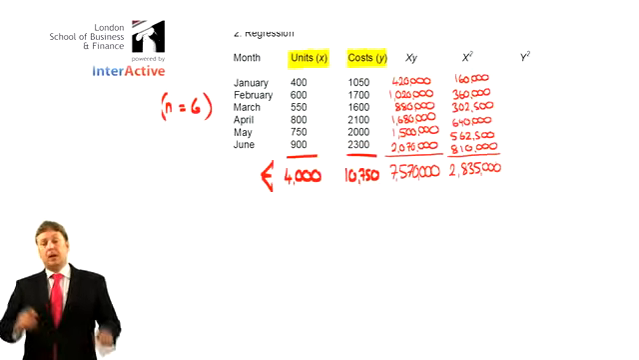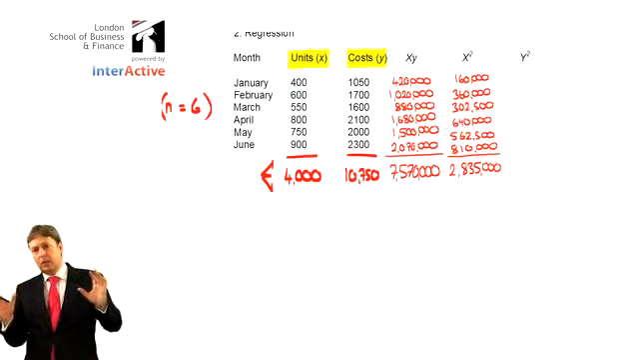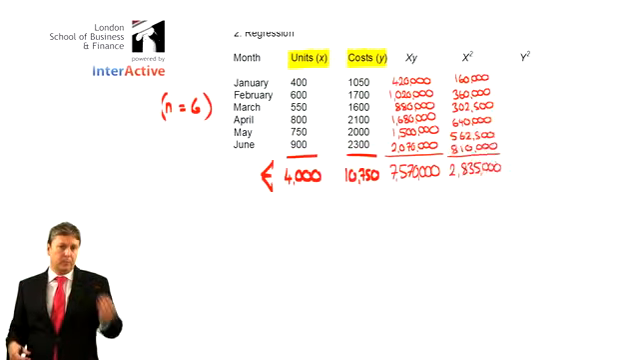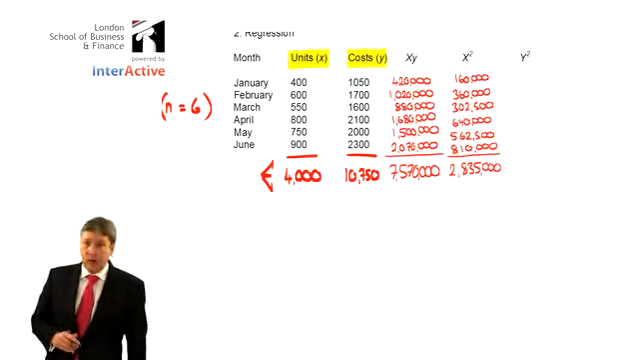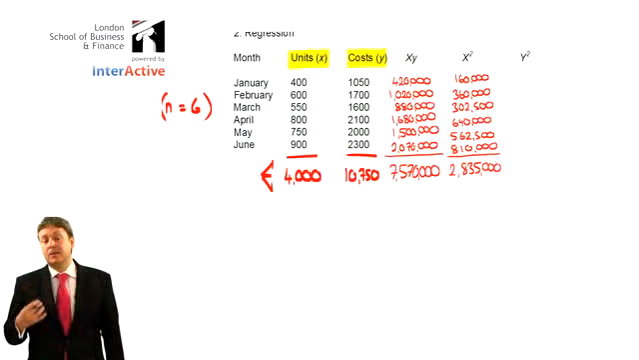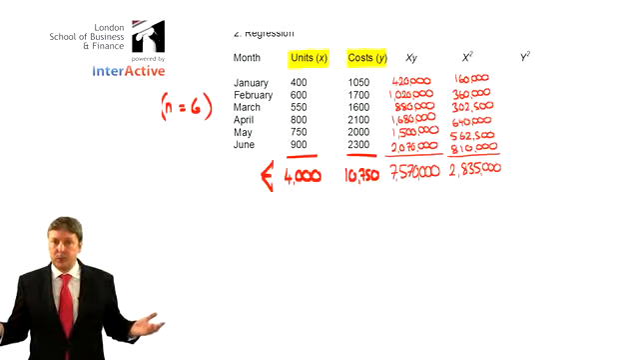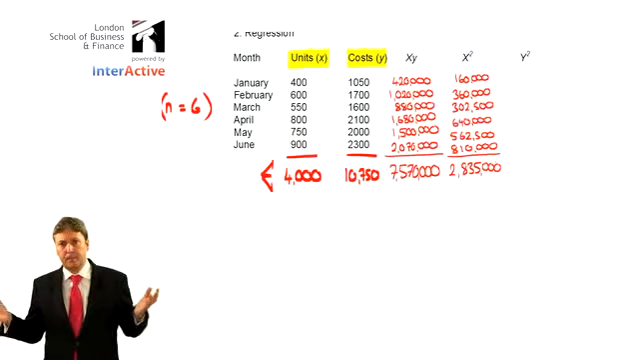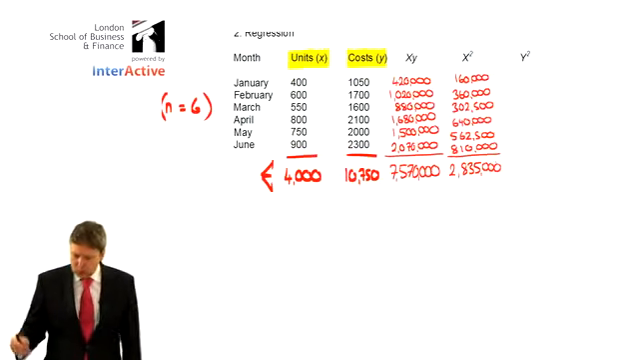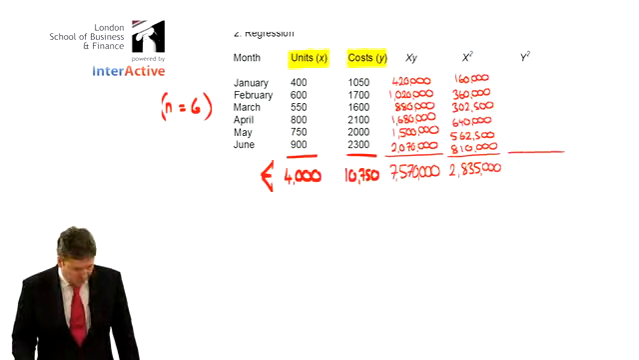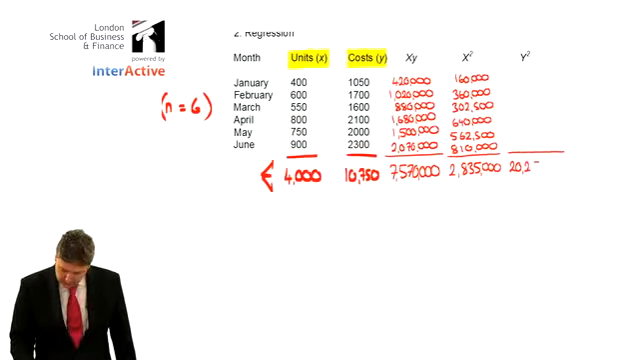Now, I will say that if we were just looking at the value for A or the value for B, that's all we need. But as I said before, it's possible that we will need the sum of y squared later on. And so it makes sense for us to do that now. I think we can all square these numbers. So I'm simply going to tell you that it comes to 20,252,500.